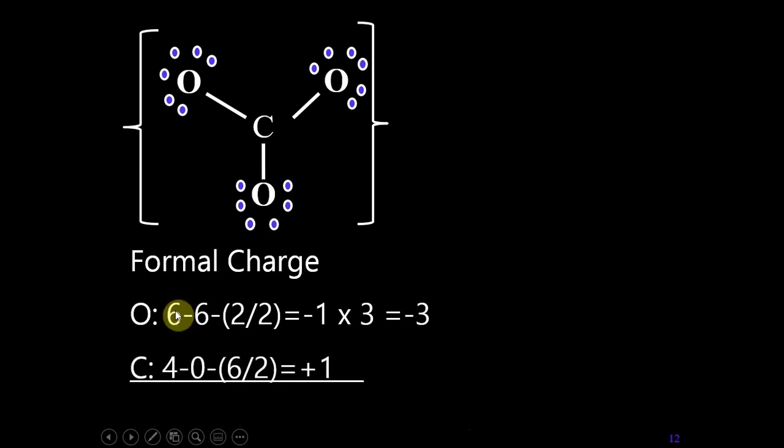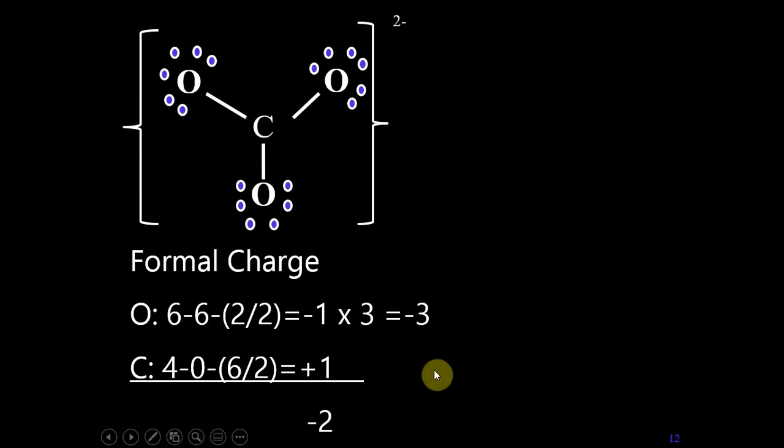All right, for the carbon, 4 is the valence, and there's no unbonded electrons, and there's 6 bonded electrons. Divided by 2 gives us 4 minus 3, which is a plus 1. And so that gives us the overall minus 2 charge, which is fine because that makes sense. It's a 2 minus polyatomic ion. Okay, so that's supposed to work out.